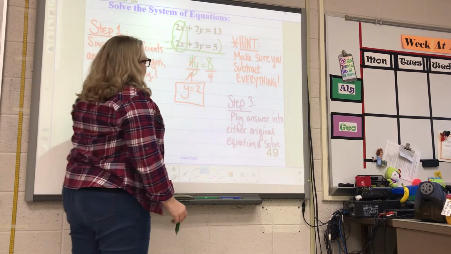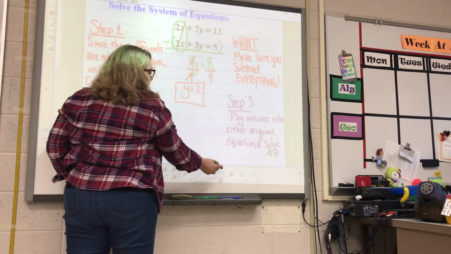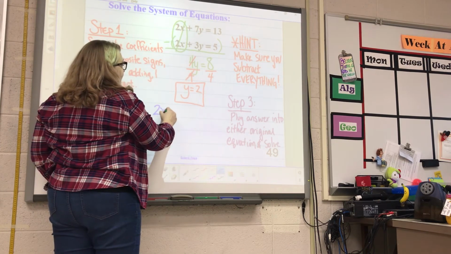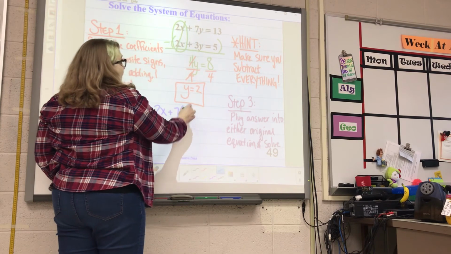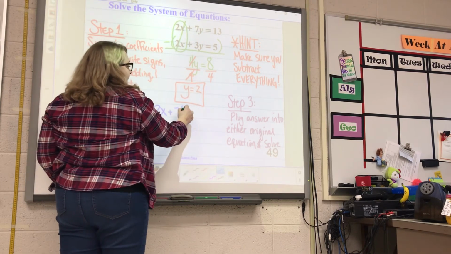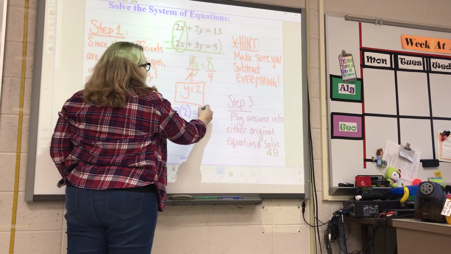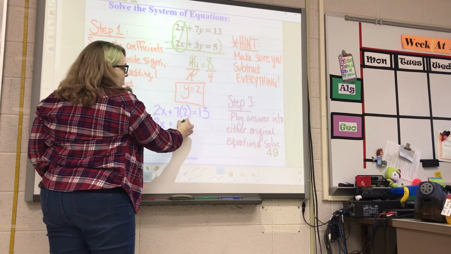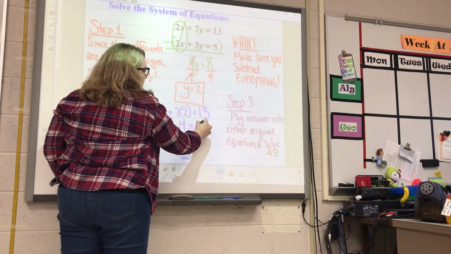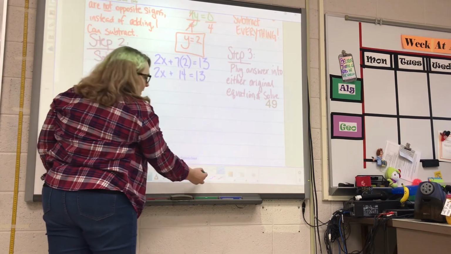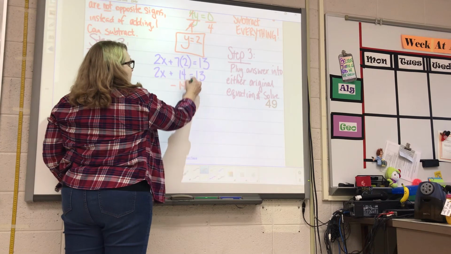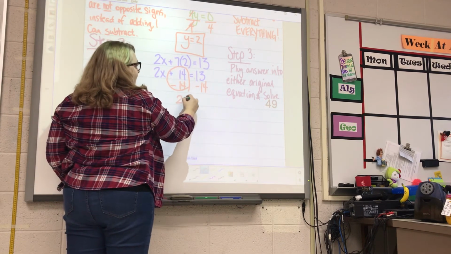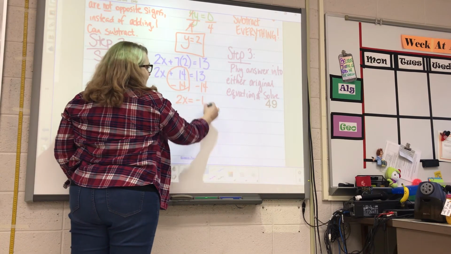So I'm going to plug it into the top one. It doesn't matter which one I plug it into because it needs to work for both of them. So I would have 2x plus 7 times 2 instead of 7 times y equals 13. I multiply 7 times 2 and I get 14 equals 13. And now I can subtract 14 to zero out that positive 14. And when I do that, I end up with 2x equals negative 1.